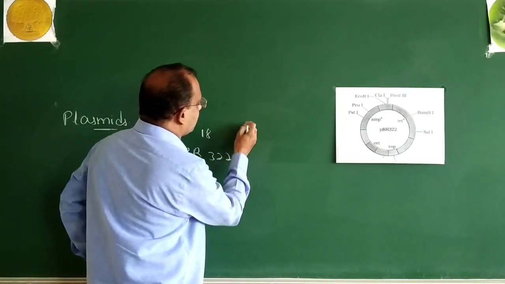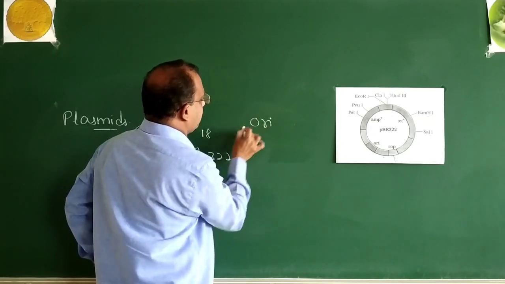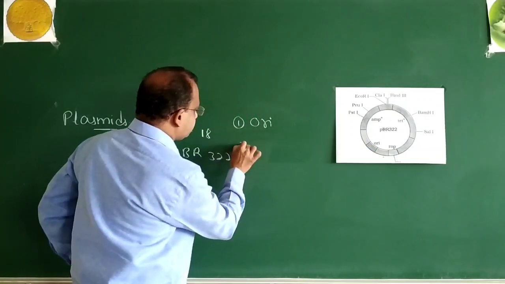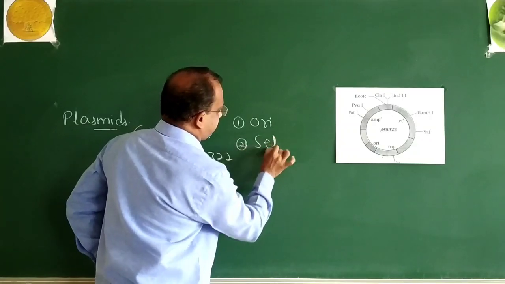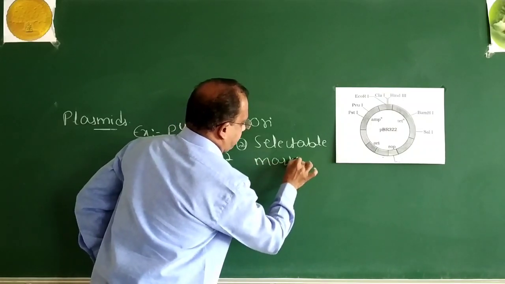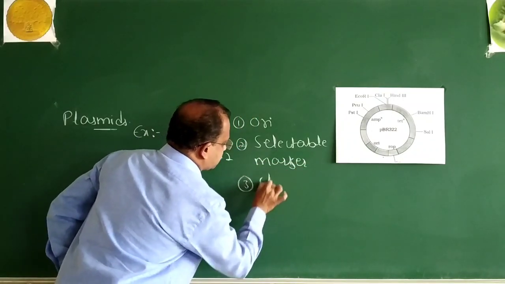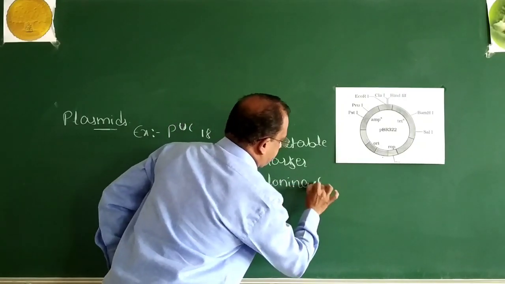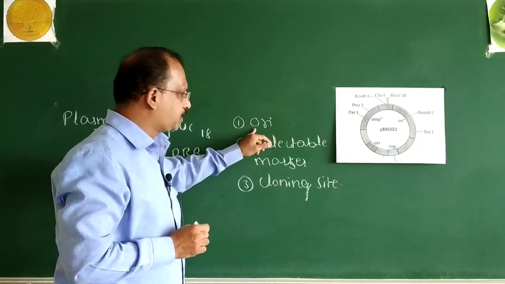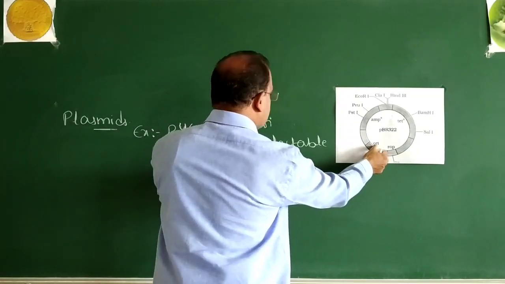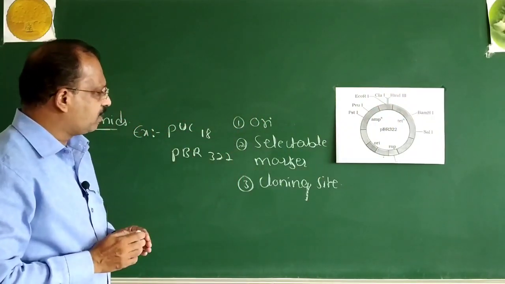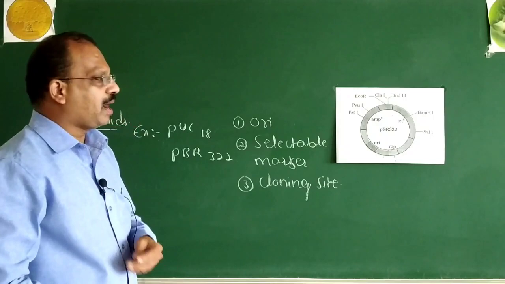A plasmid should have an origin of replication site, ORI. Second, a selectable marker. Third is a cloning site. So look over here, dear students. A plasmid should have origin of replication, selectable marker and cloning site.